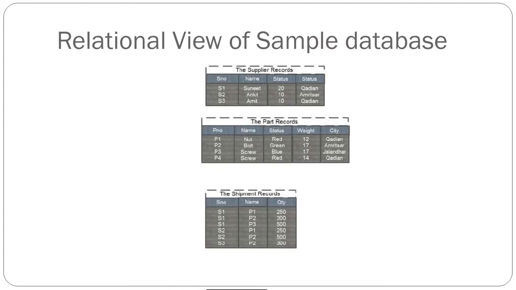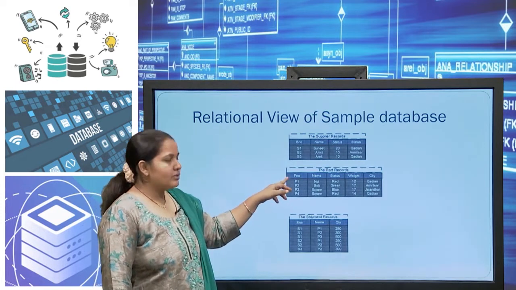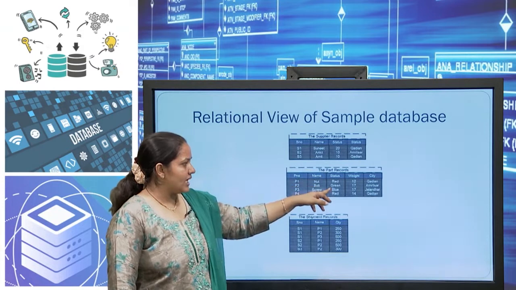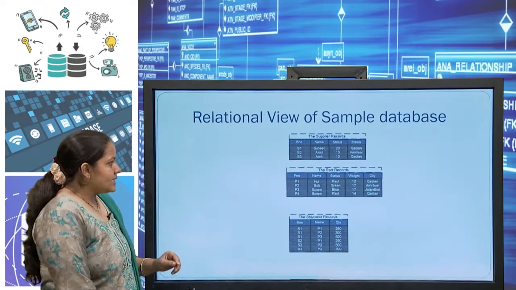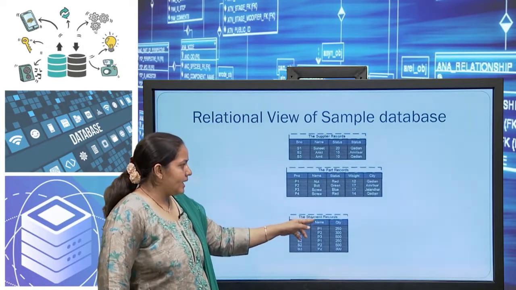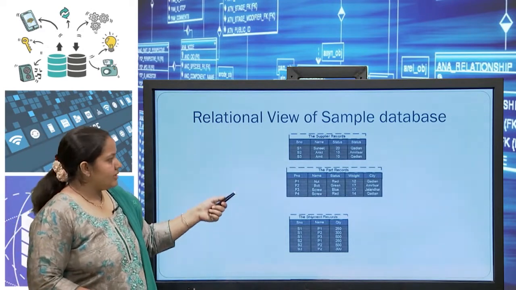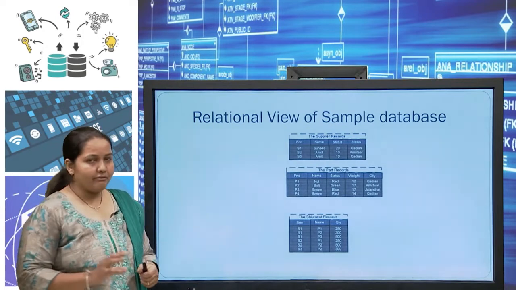First, we are taking three tables or relations: supplier records, part records and shipment. In the first relation, we have considered the supplier number, name and status. For the part, we are using part number, name, color, weight and city. For the shipment, we have supplier number, part number and quantity. These are the sample database which we are using for defining the different models.